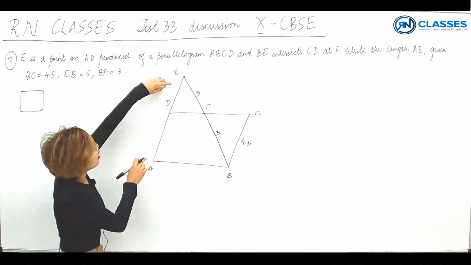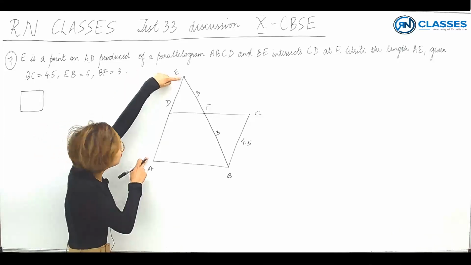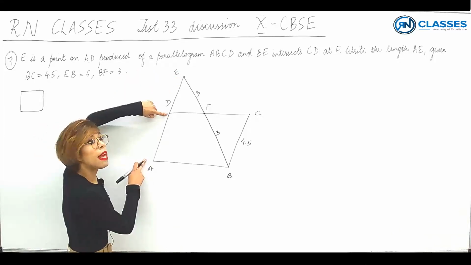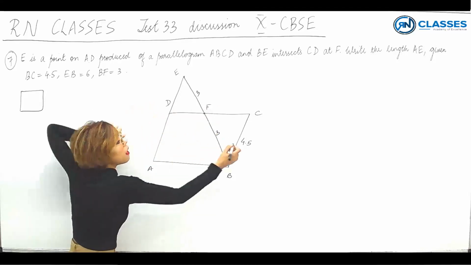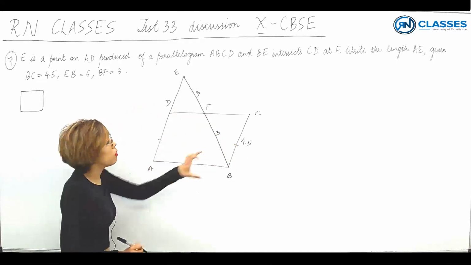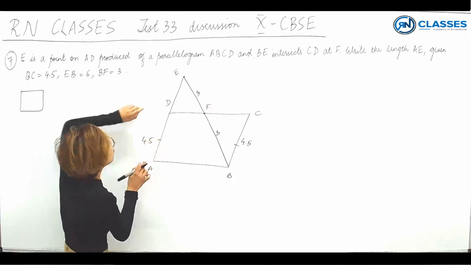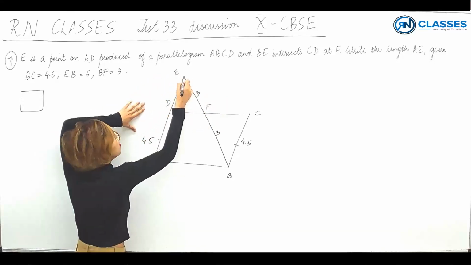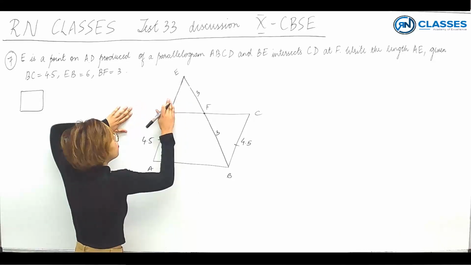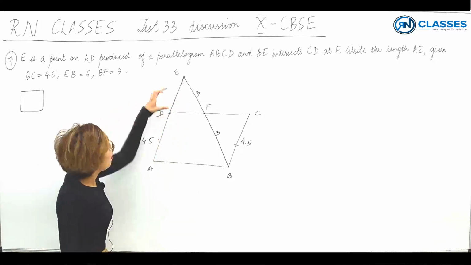Right. I am interested in this length. Now out of this, I already know this length. ABCD is a parallelogram. That means this is equal to this. Now this is 4.5, that means this is 4.5. So if I want to find the entire length, I just need this length, which is EB. Right? Now we have to find this length.